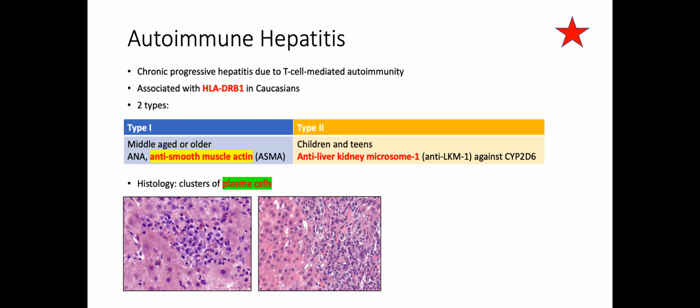So if we see these clusters of plasma cells and you have a patient that has hepatitis, like other times when we see plasma cells, start thinking about T-cell immunity, like autoimmunity. And then it asks you for a test that you could do: if they're older, anti-smooth muscle actin for adults, or anti-liver kidney microsome 1 for teens. I just keep repeating this so that you'll remember it.